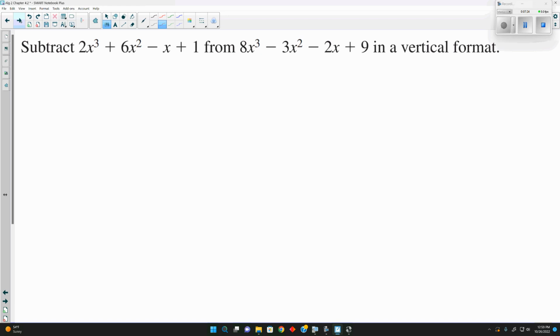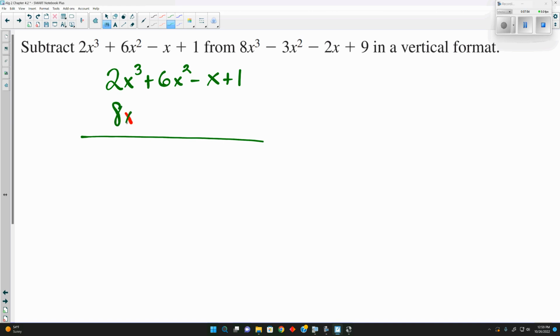Subtraction. Subtraction is the one we do have to be careful with because, again, we're subtracting. Now, we can start off, so again, we're starting off with vertical. I'm going to start off by writing the first one first. And again, if there were any spots missing, I would leave a blank or a little bit of a space to take that into account. But here we have every term.